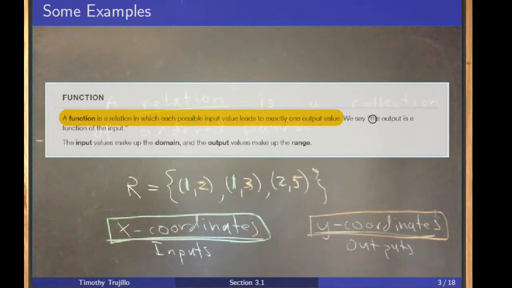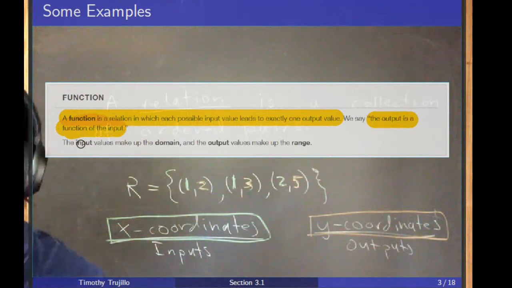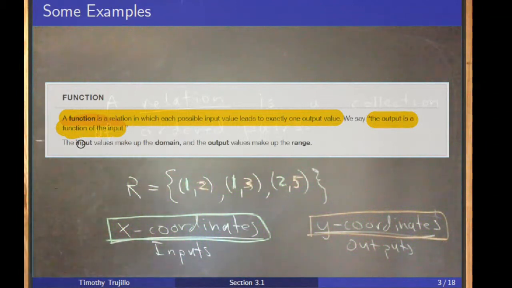Okay, and we say in that situation that the output is a function of the input. So each input leads to one exact output. And here we call the input the domain and the outputs the range. So that's what I was saying before in that picture as well.